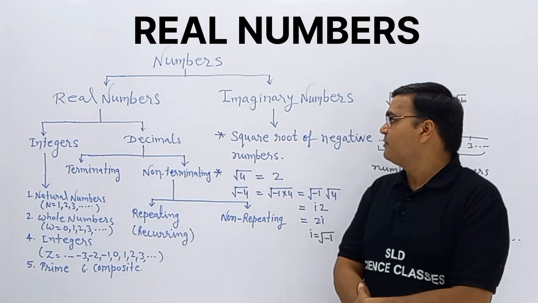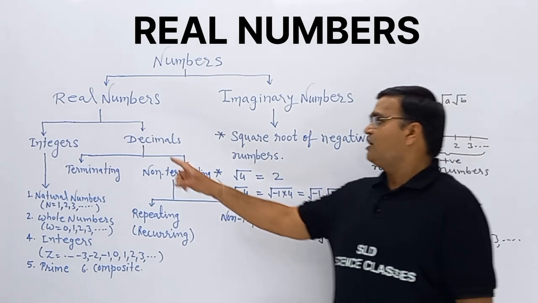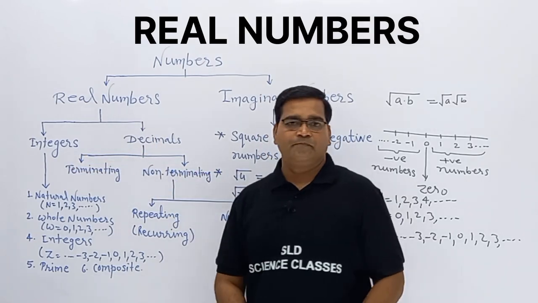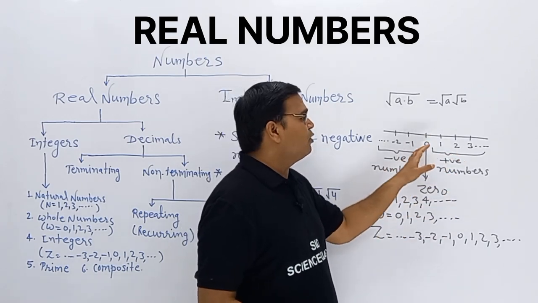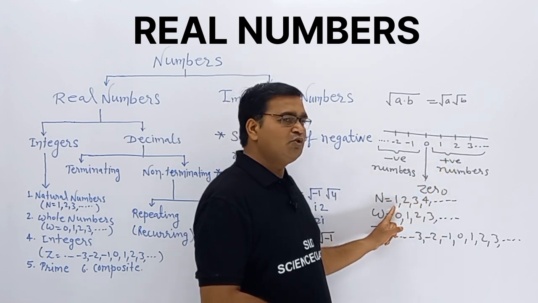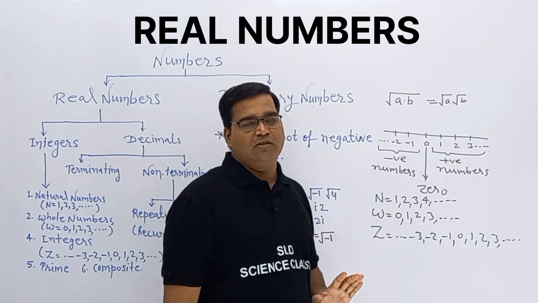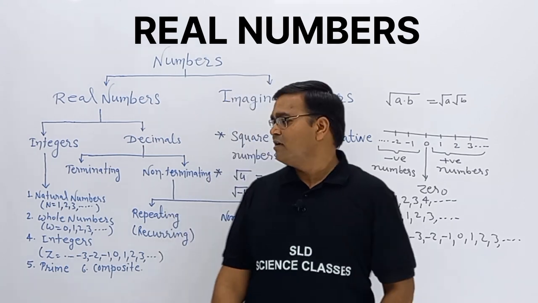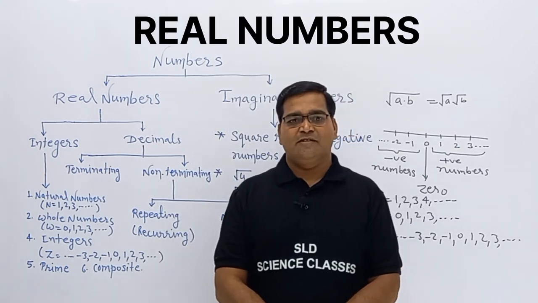What we are studying? We are studying real numbers, and real numbers are two types, either integers or decimals. Integers are complete numbers: positive counting numbers, zero and negatives of the counting numbers. Positive counting numbers are called natural, zero is included, then whole, and finally integers. If negatives of the counting numbers are included in the whole, then what we are getting? Integers.